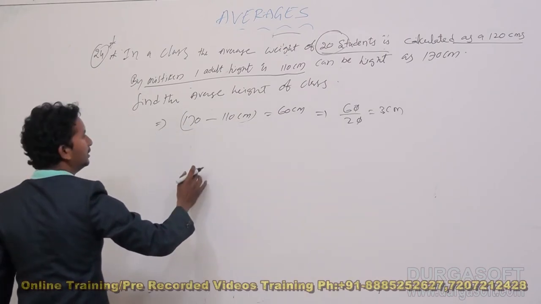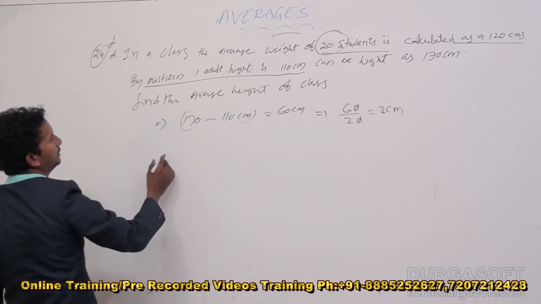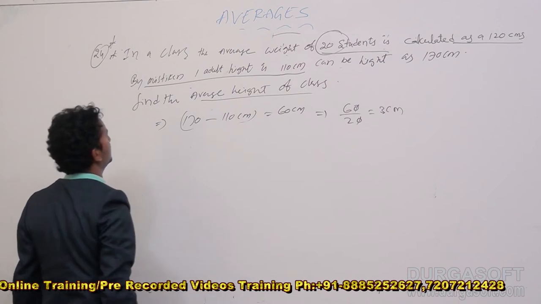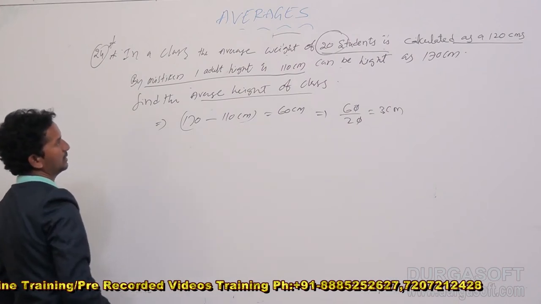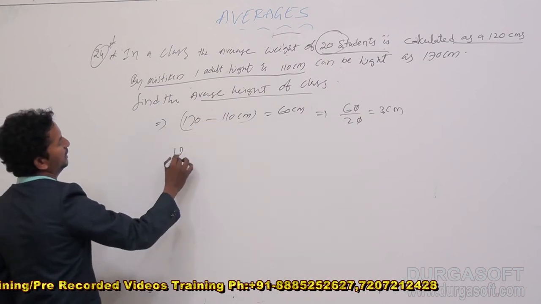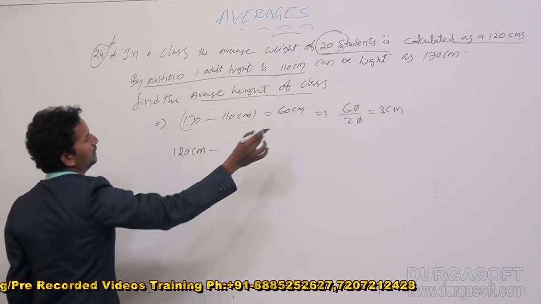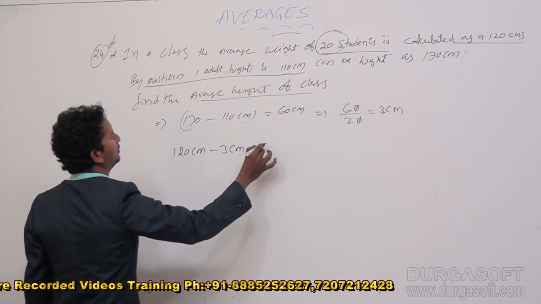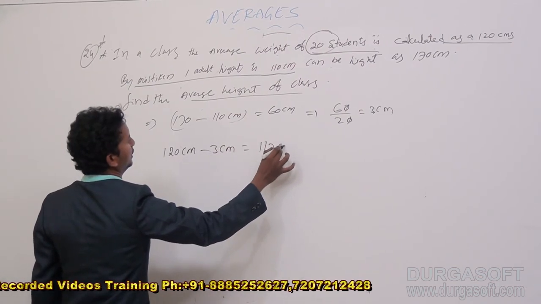Now 3 centimeters. Then find the total average height of the class. Find the average height of the class: the new mean is equal to the total of 120 centimeters minus 3 centimeters, which is equal to 117 centimeters.